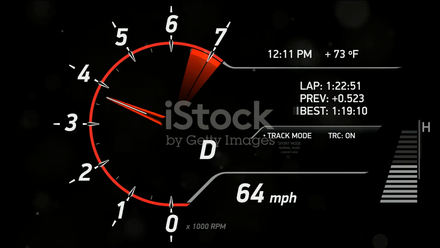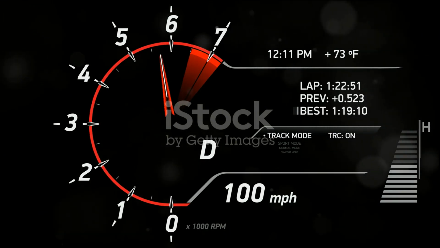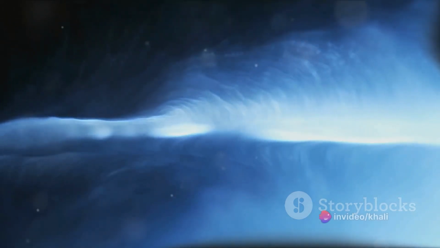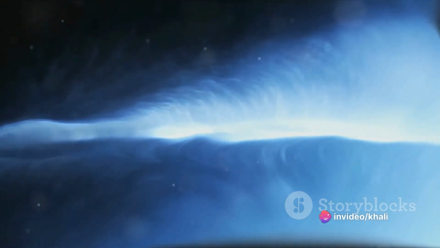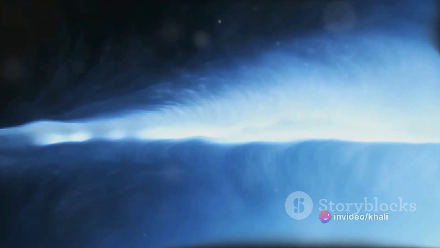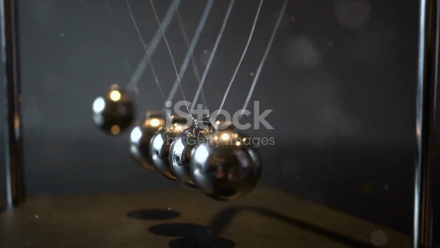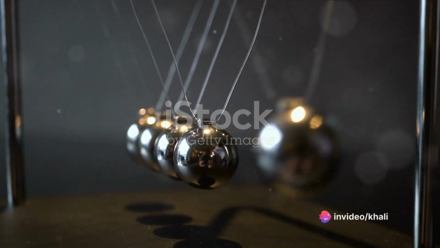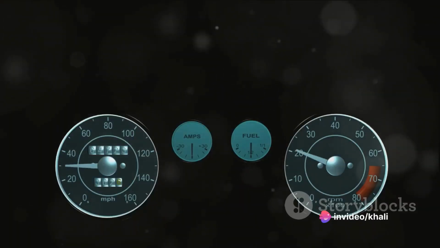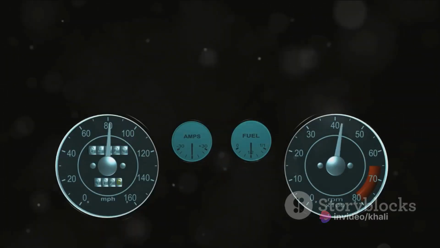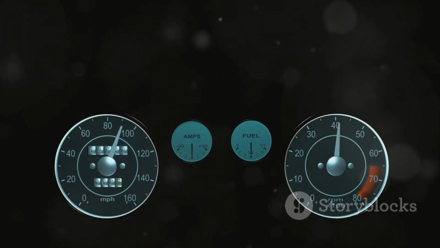Momentum, in the simplest of terms, is the quantity of motion an object has. It's a vector quantity, which means it has both magnitude, how much motion there is, and direction, which way that motion is going. The momentum of an object is calculated by multiplying its mass by its velocity. So a heavier object moving at the same speed as a lighter one will have more momentum. Similarly, a fast-moving object has more momentum than a slow-moving object of the same mass.